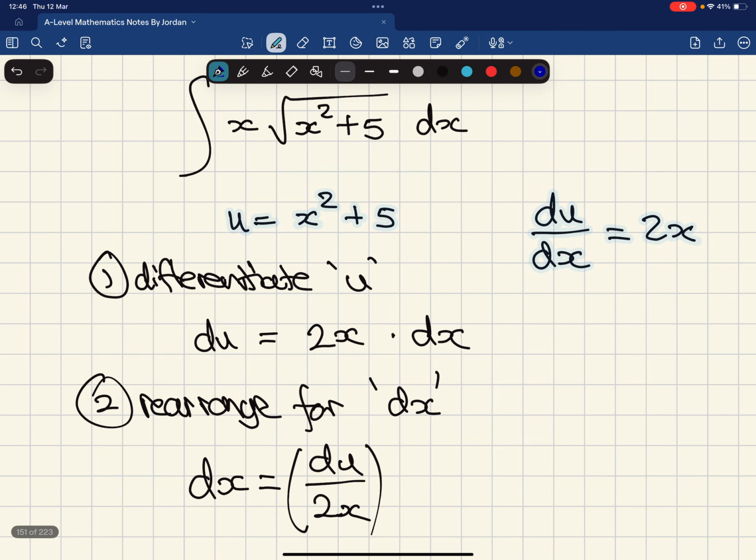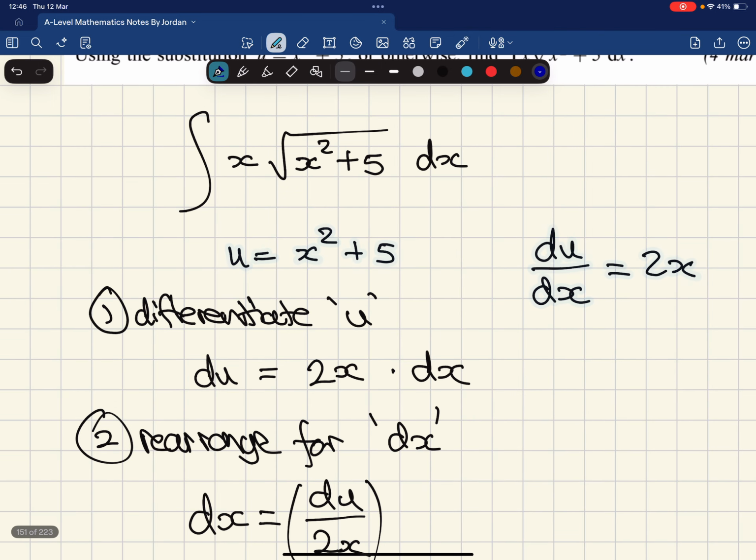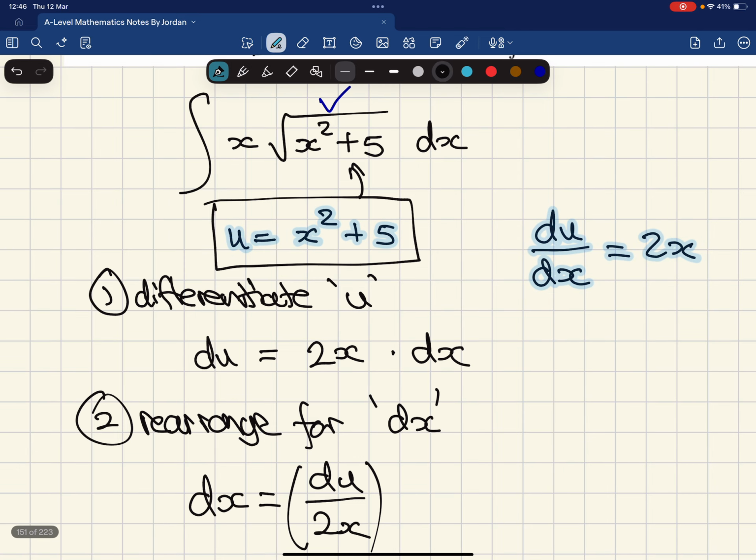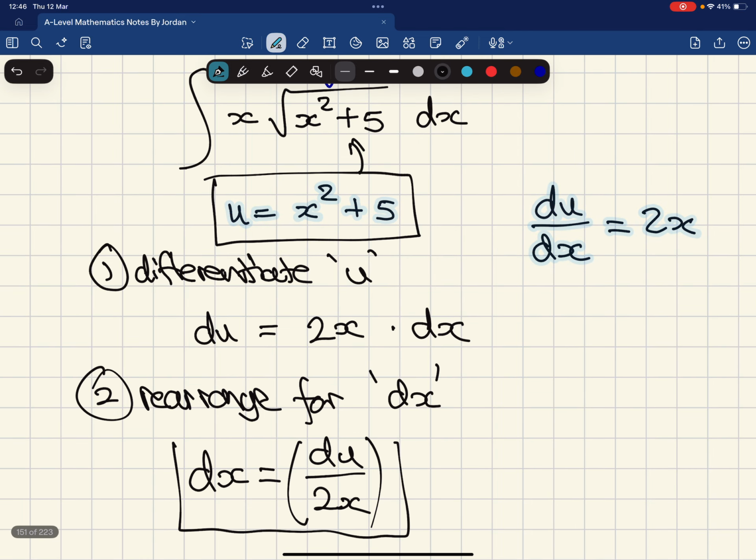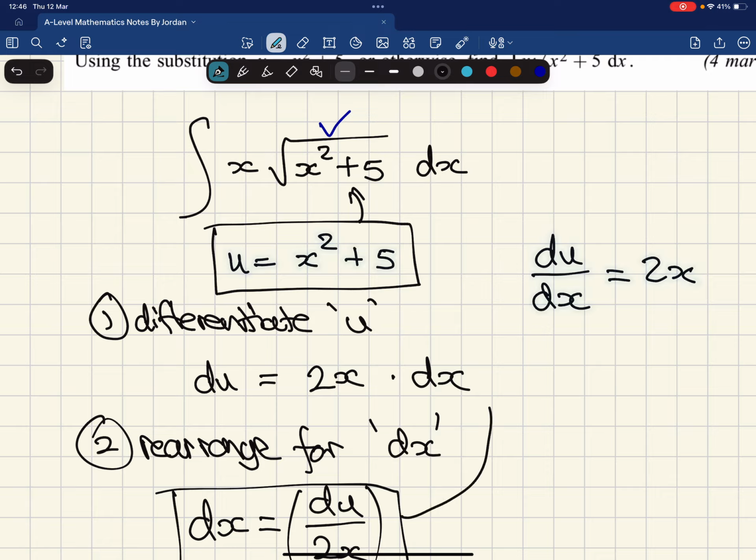So let's just make a note of what we have sorted out already. Since we've got that u is x squared plus 5 here, then that will sort out this part under the square root. So all of that bit is done. We have a rearrangement here for dx, which can go there, and so we have sorted that part.